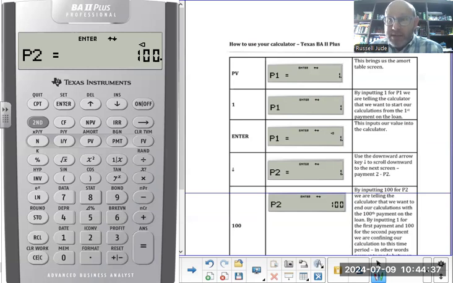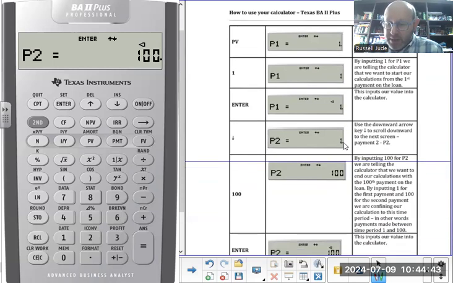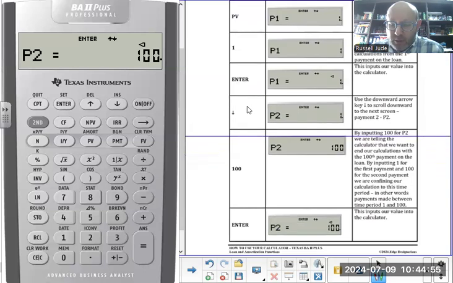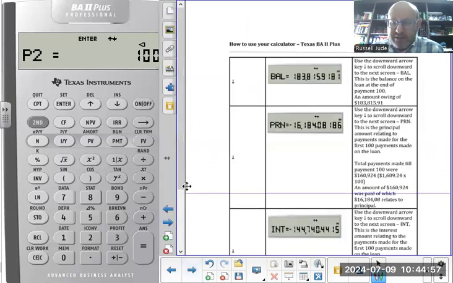How many payments is that? That's 100 payments altogether. How much have I paid altogether in terms of those payments? Well, we'll see that in a second. It'll be 1,609 per month. And I'm asking it to give me detail about 100 payments. Okay, what we do now is we arrow down.